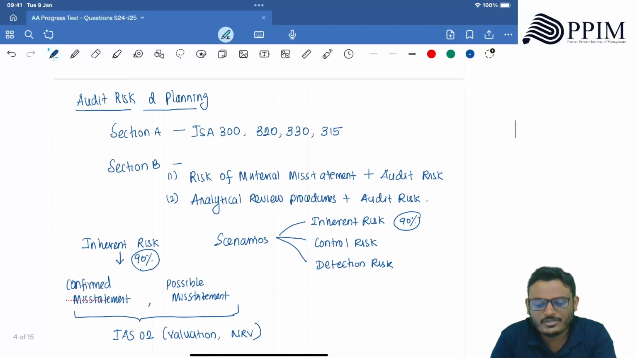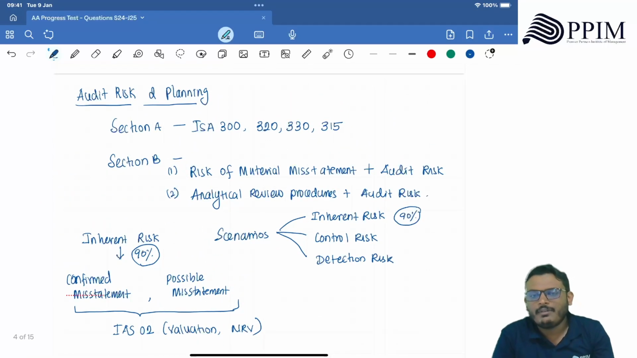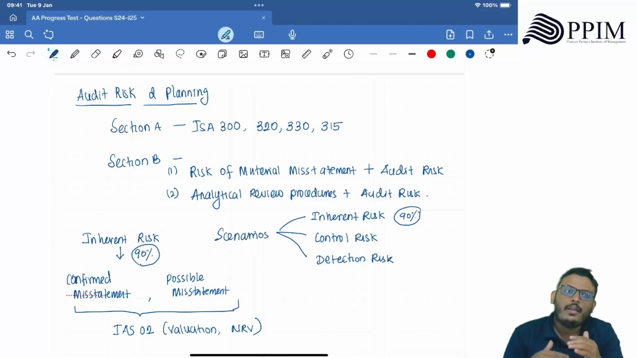So first of all, just copy this. Then I'll one by one give you what sort of areas that you need to prioritize when you are doing audit risk question or when you are preparing for audit risk exams. Copy this.